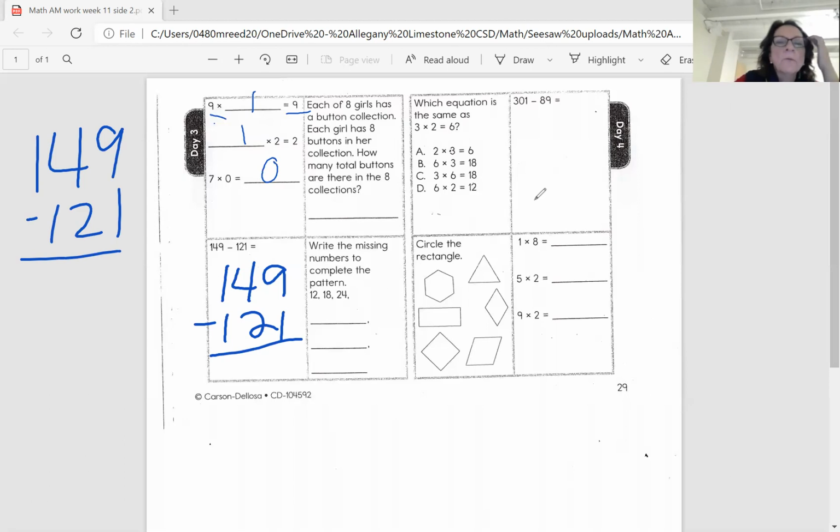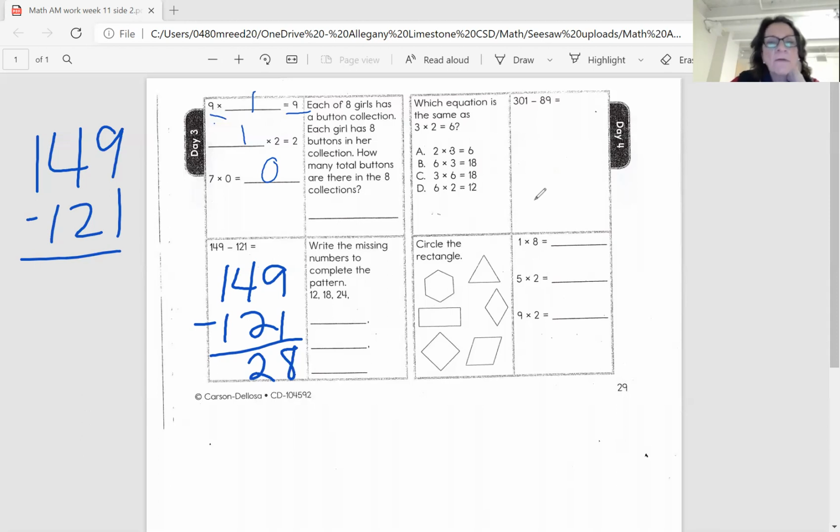9 ones minus 1 one gives me 8 ones. The second column is the tens. So I can say to myself, 4 tens minus 2 tens gives me 2 tens. And then last but not least, I can subtract my hundreds. I've got 100. I take 100 away. I have 0 hundreds. You don't have to write the 0 there because if you think about it, what is our answer to that? Our answer is 28.